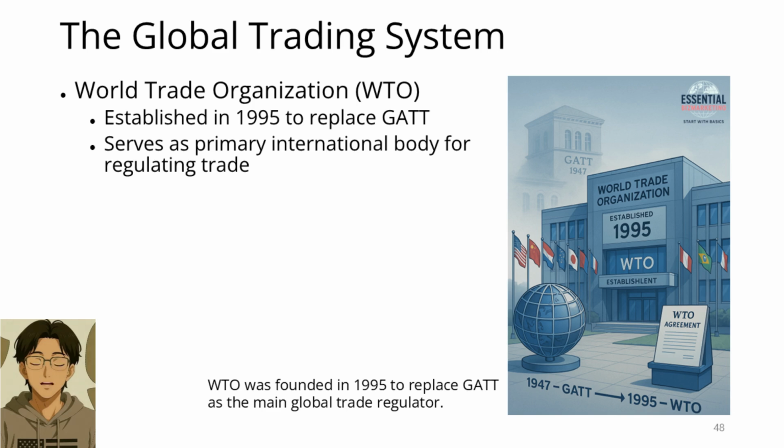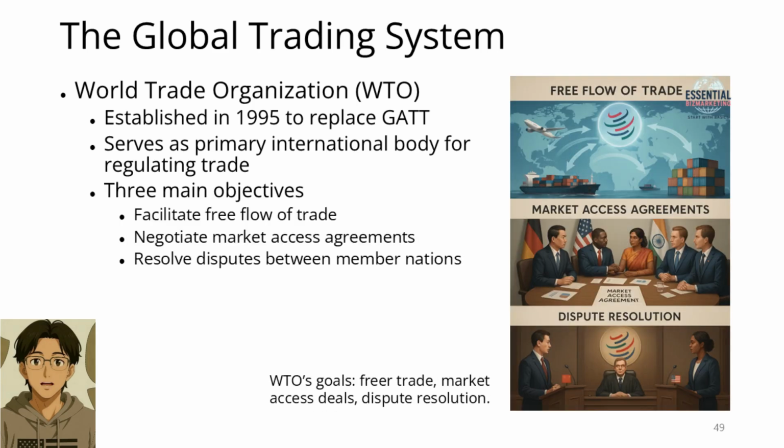In 1995, the World Trade Organization was established to replace GATT. It became the primary international body for managing global trade relations. The World Trade Organization carries out its mission through three core functions. It works to promote the free flow of trade, negotiate market access agreements, and settle disputes among member nations. These roles make the WTO central to maintaining fairness and openness in the global trading system.